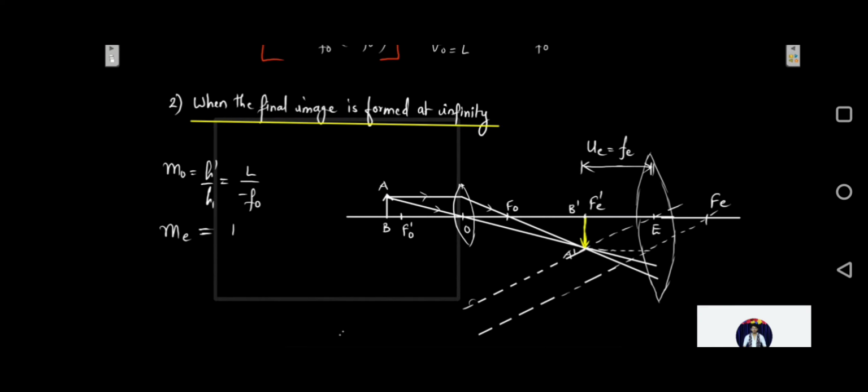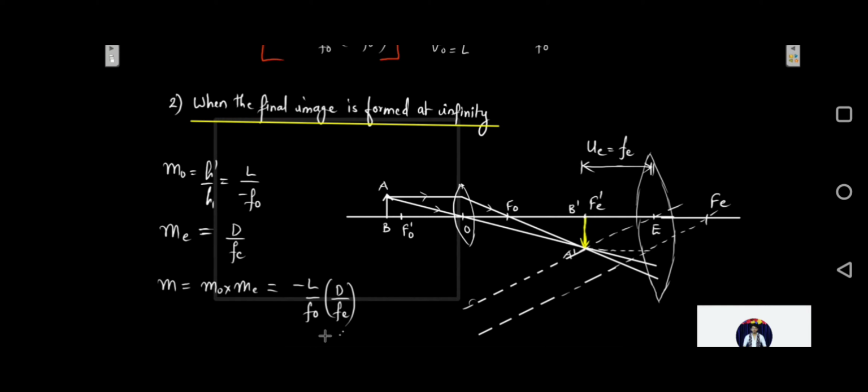It was given by D upon Fe, if you remember. The magnification of a simple microscope when the image is obtained at infinity is given by D upon Fe, that is the focal length of the simple microscope. Here the eyepiece is behaving like a simple microscope, so focal length of eyepiece. So the total magnification is going to be m naught into me, the product of the individual magnifications. It is going to be minus L upon f naught into D upon Fe. This is going to be the magnification.